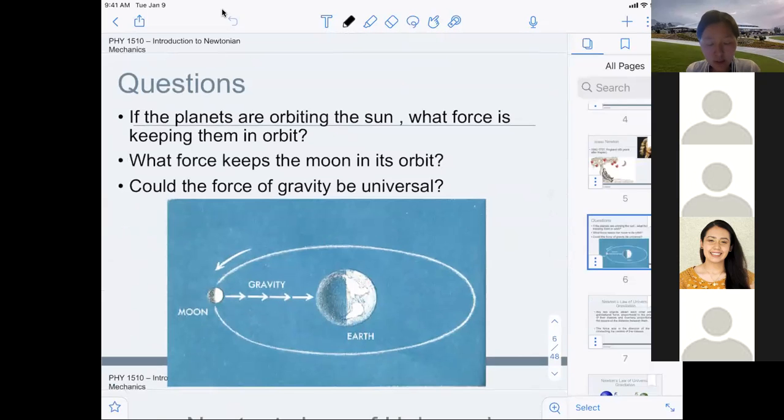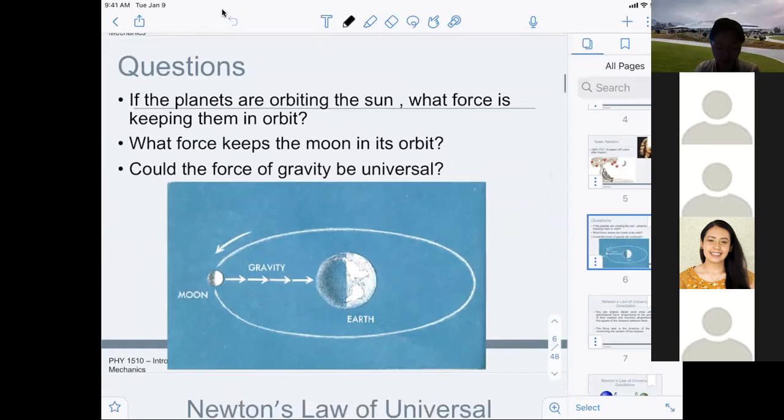So some of the questions to start out the discussion could be: if the planets are orbiting around the sun, what kind of force is keeping them in orbit, right? What kind of force is keeping the moon in its orbit? And could the force of gravity be universal? Some of these questions might be where Newton started his thought process and came up with these conclusions.